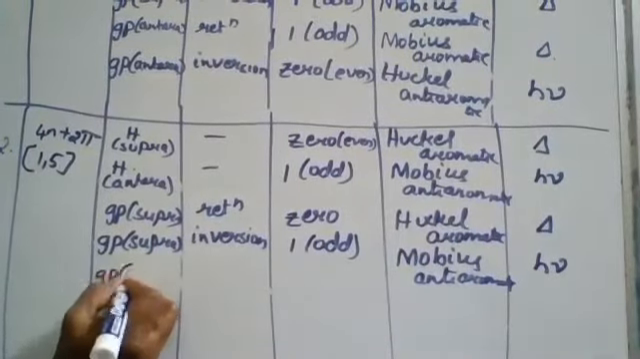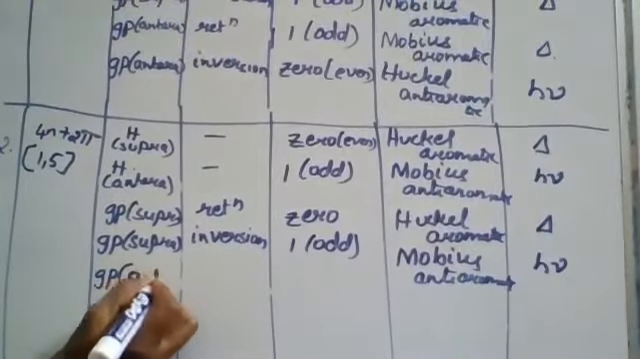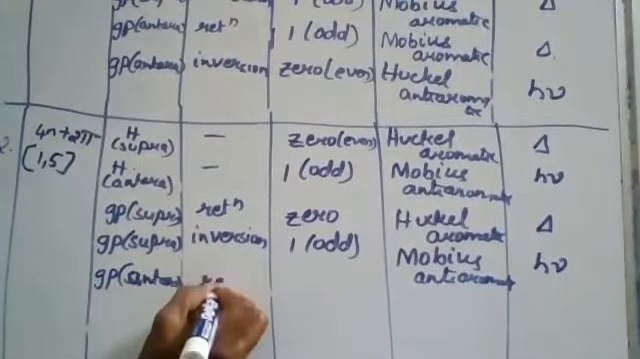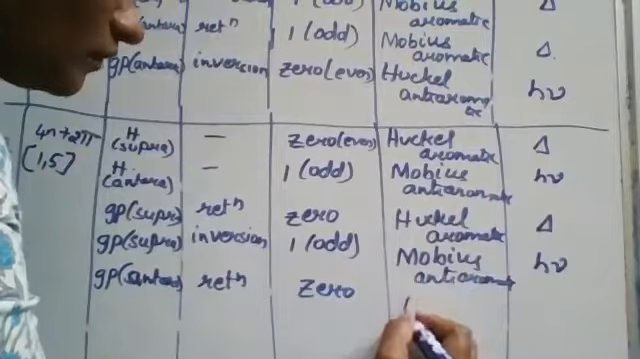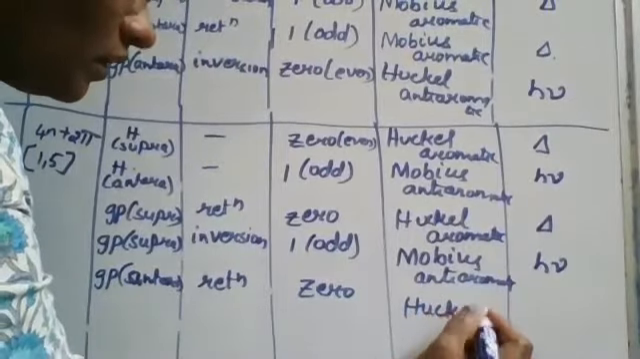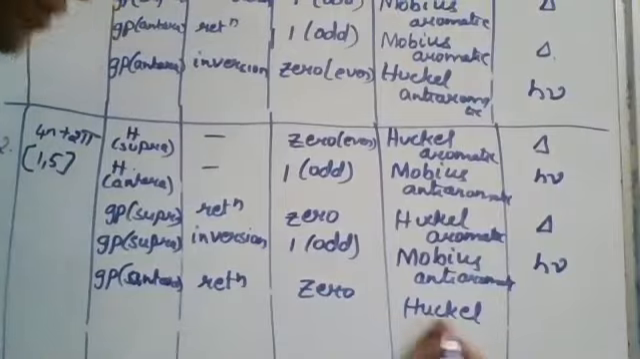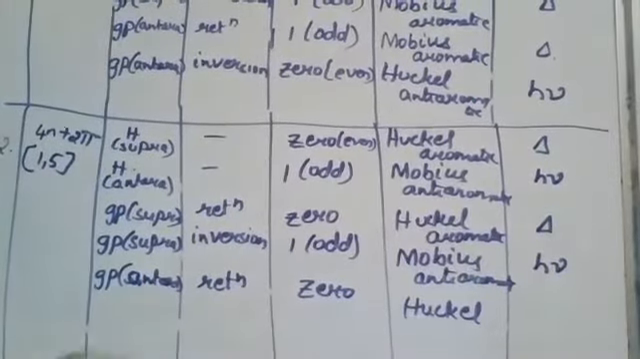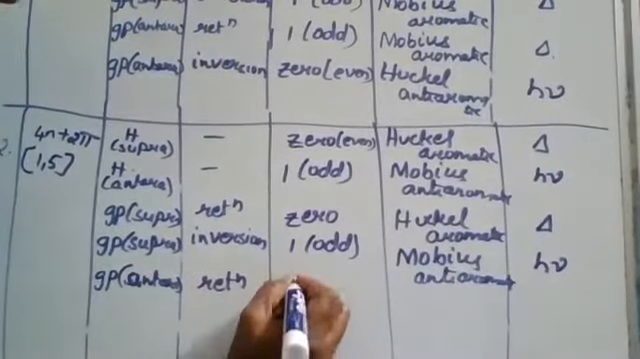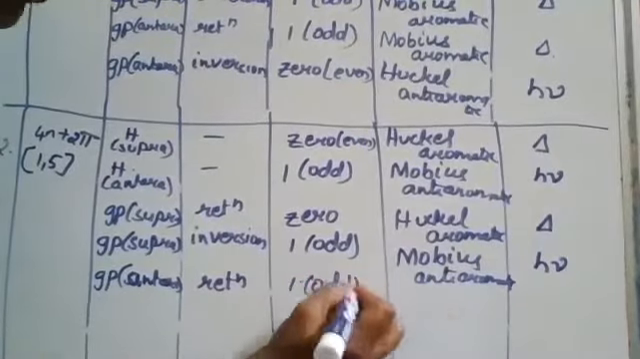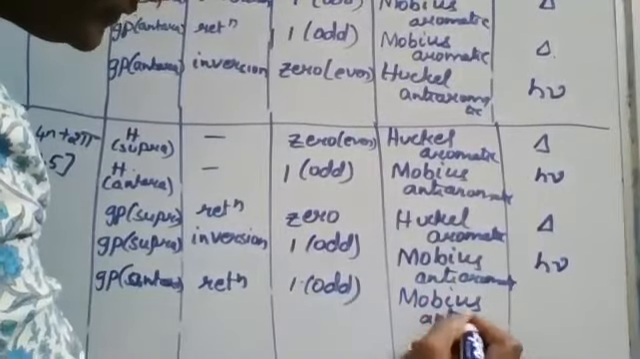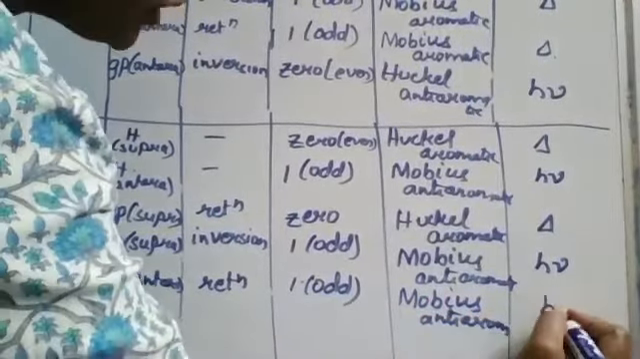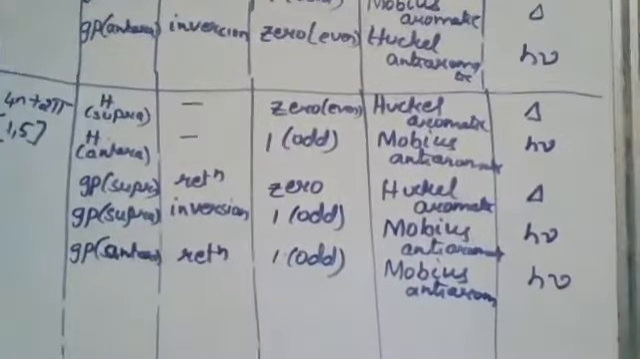Group migration antarafacial with retention of configuration, 0 nodes. Huckel, antarafacial with retention of configuration, 1, that is odd number of nodes. It is Mobius anti-aromatic, photochemically allowed. I hope you are able to see.